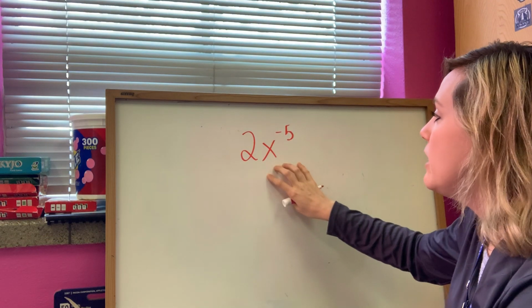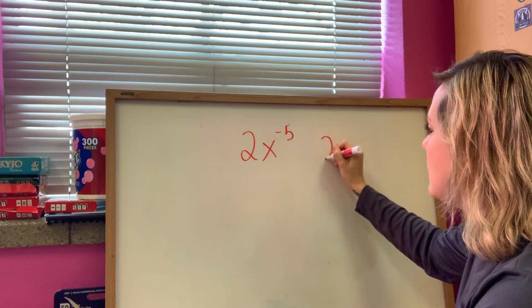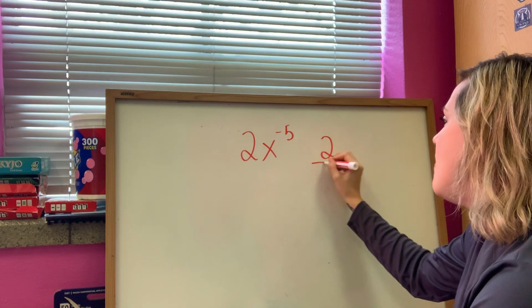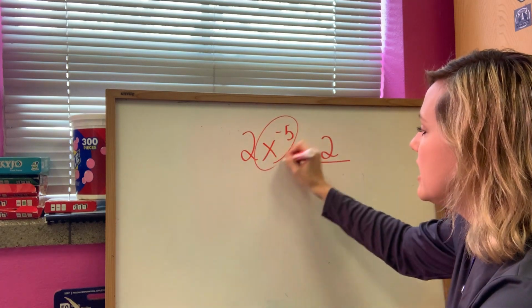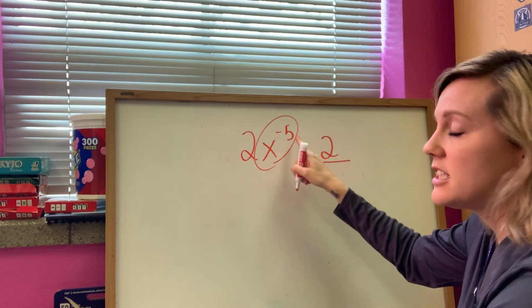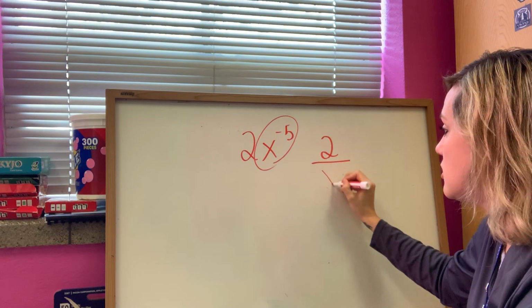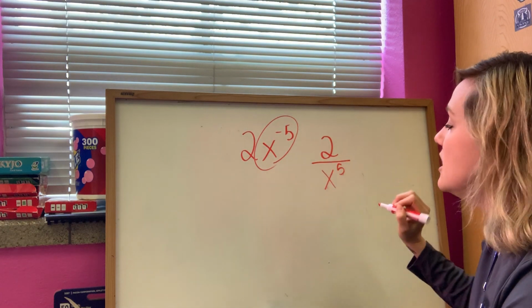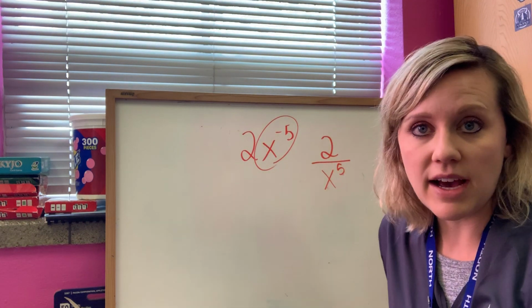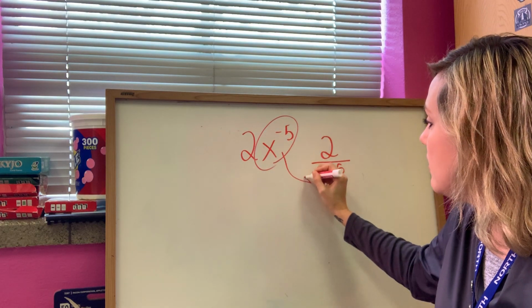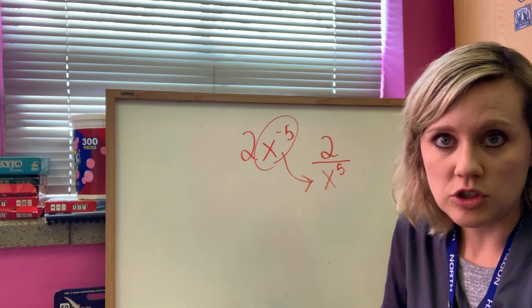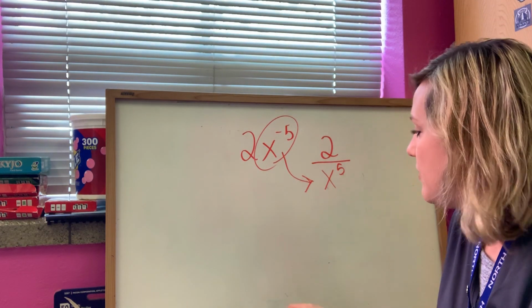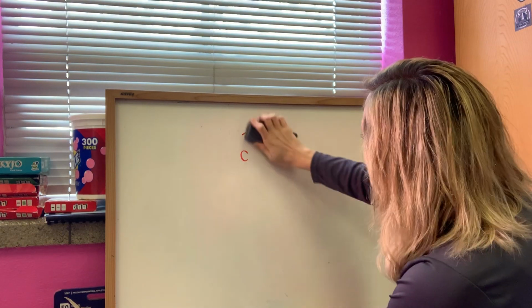So the correct way to write this would be, we keep the 2, and then this portion right here means divided by x to the positive fifth power. So we would want to write it like this. Basically, whenever you see a negative exponent, we're going to put that down in the denominator because that actually means division. Okay? So let's try a couple more.